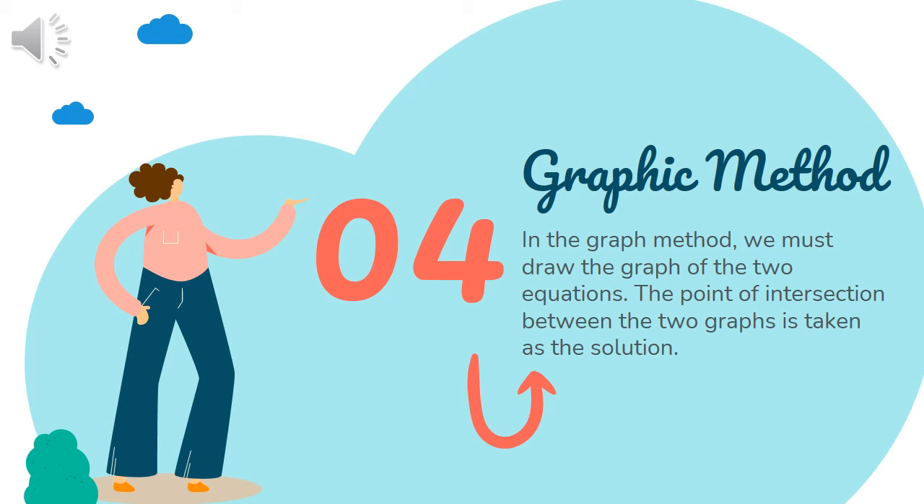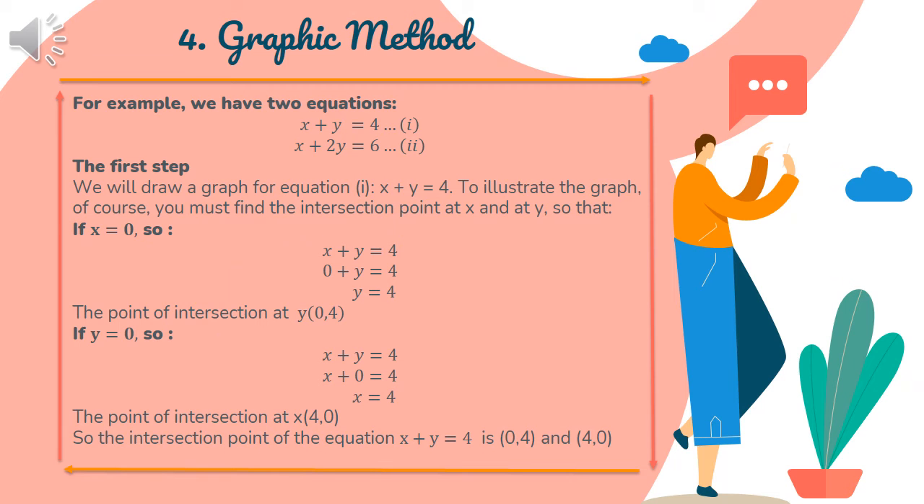Next, the graphic method. In the graph method, we must draw the graph of the two equations. The point of intersection between the two graphs is taken as the solution. For example, we have two equations. x plus y equals 4, the first equation. x plus 2y equals 6, the second equation. The first step, we will draw a graph for the first equation, x plus y equals 4.